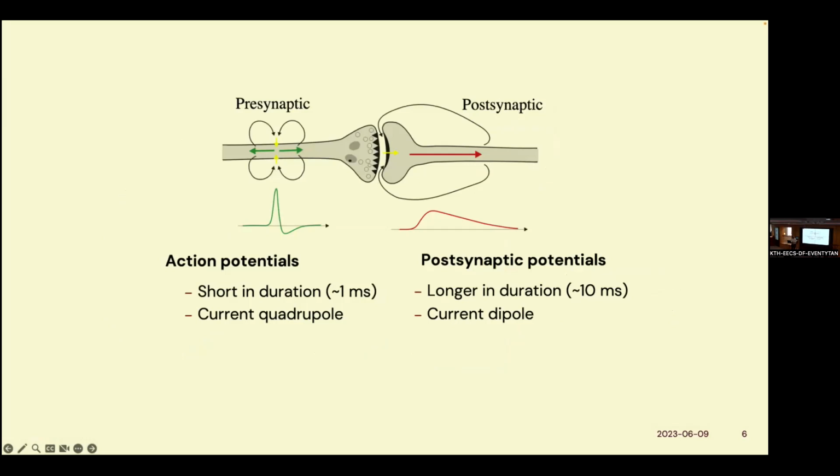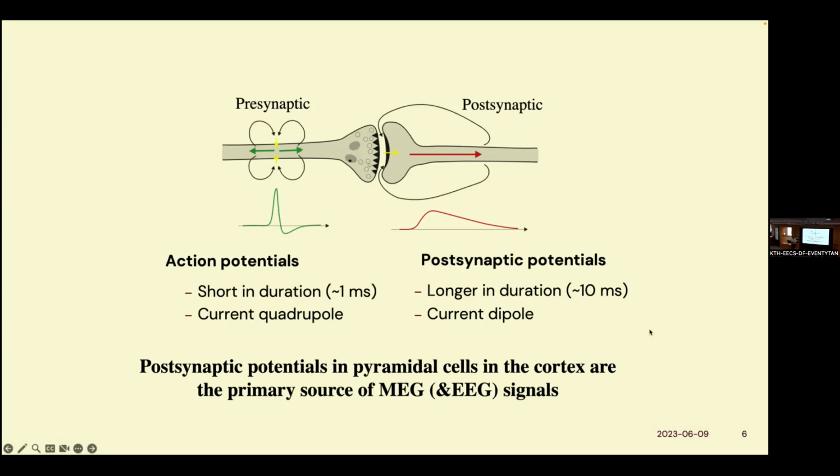Neurons produce two kinds of currents, primarily action potentials and postsynaptic potentials. Action potentials are very short, so temporal alignment is much harder. If there's a jitter of a millisecond or so, they're not going to sum up temporally. Also, we have two opposing current directions in an action potential, so they cancel each other out very easily. Postsynaptic potentials, because of this, are the main source of the signals that we're looking at. Same for EEG, by the way, though there it's also a bit extracellular.